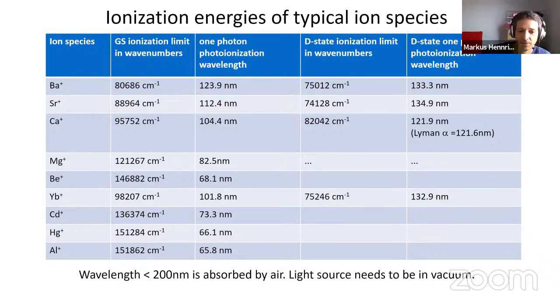Unfortunately, the wavelength below 200 nanometers is already absorbed by air, and you cannot just put your laser on an optical table and send this light across the table into the ion trap. So if you go below 200 nanometers, you will need to operate a light source already in vacuum and put all the light beams inside a vacuum to your ion. So this is very complicated. You cannot align things so well anymore. Due to that, you probably want to look for a different scheme.